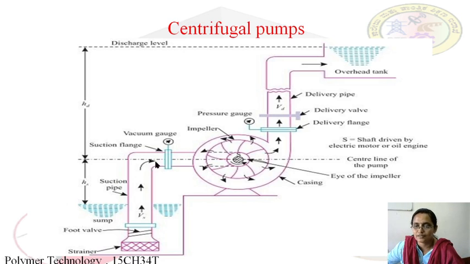So, this is a centrifugal pump. You can see the impeller, which is placed inside a casing. You have a strainer, foot valve, suction pipe, impeller. This is the eye of the impeller. The center point of the impeller is the eye of the impeller, then casing, delivery pipe, shaft. The shaft rotates using power supplied. So the main part is the impeller. It is also called the heart of the pump.